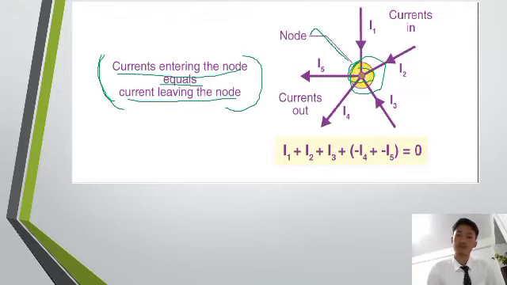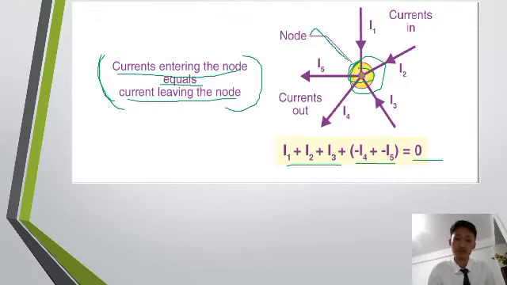So here this is a junction, this is a node. Here you can see the currents entering this node are I1, I2 and I3. Then the currents leaving this node are I4 and I5. So currents in, currents out. So this is basically the current law, or Kirchhoff's current law.